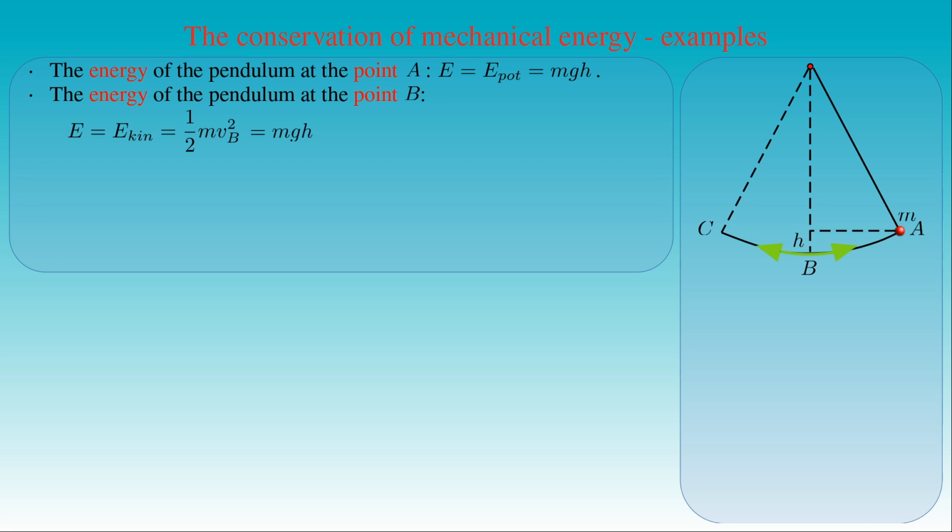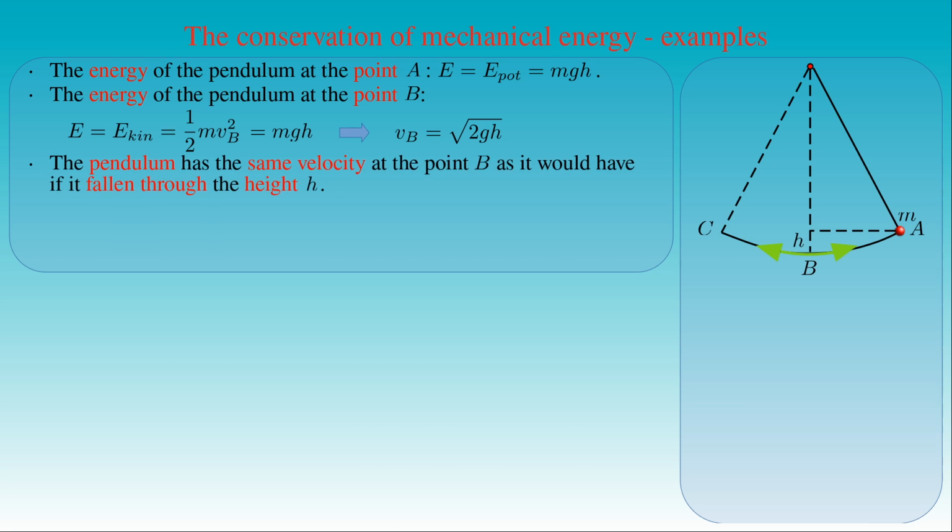Then we can express the velocity of the pendulum at the point B as the square root of 2 times the magnitude of the gravitational acceleration g times the height h. The formula shows that the pendulum has the same velocity as the bob would have if it had fallen through the height h. If the bob passes through the equilibrium point, then it reaches the other turning point C. The point C is also at the height h, which is due to the fact that kinetic energy vanishes at the point B and the potential energy at the point C must equal m times g times h.